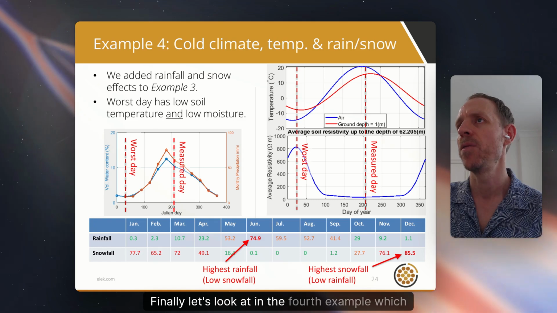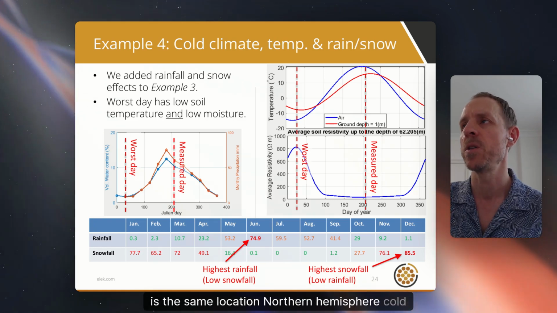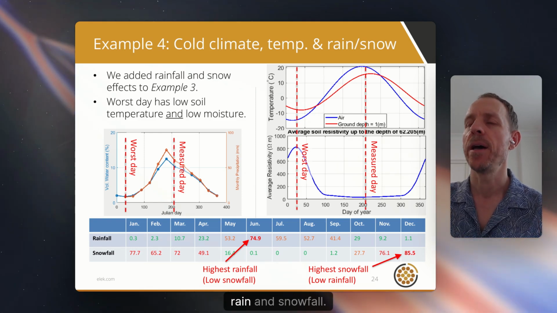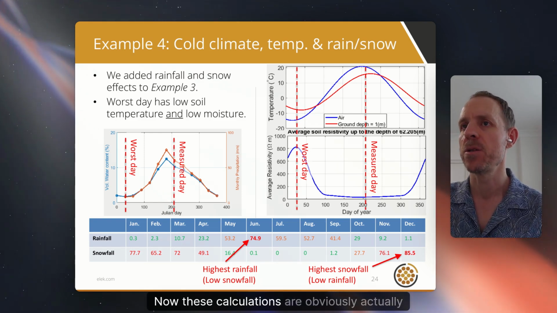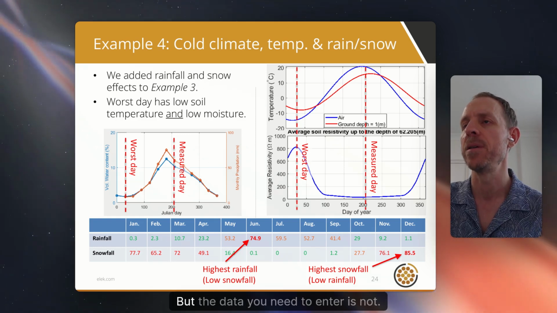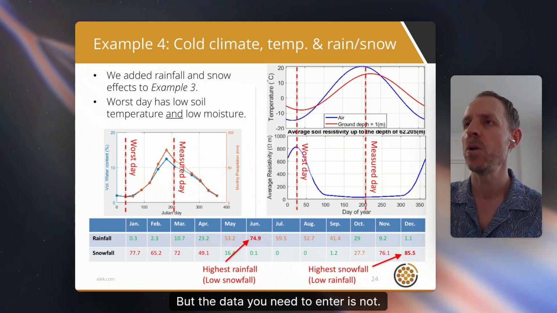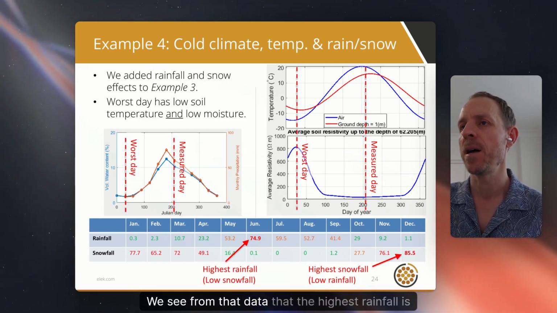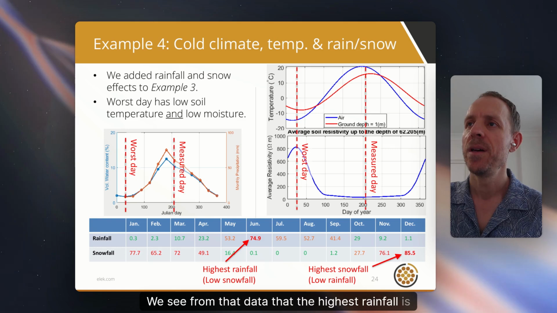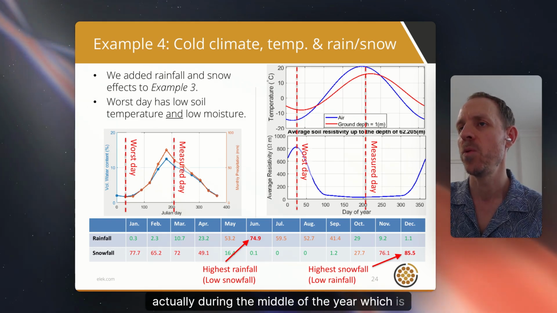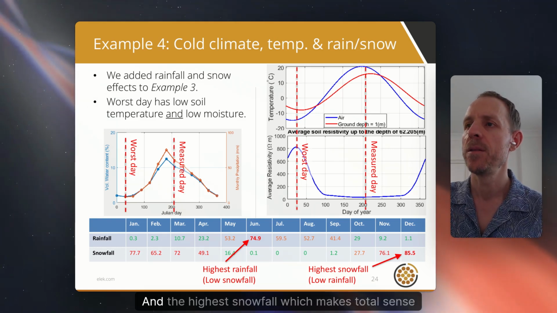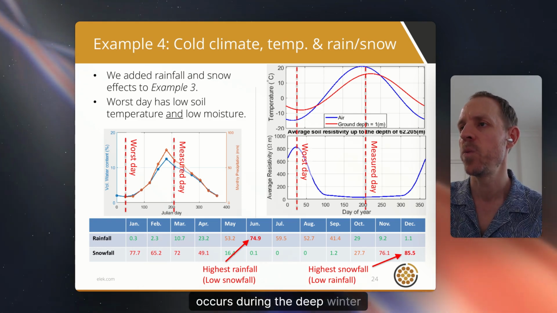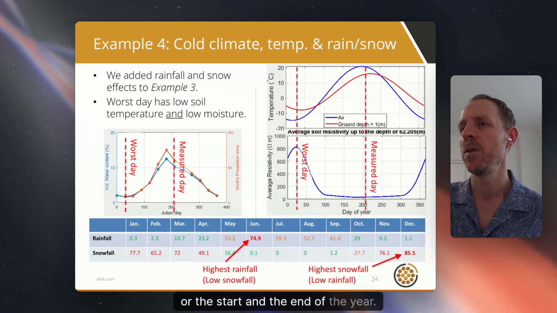Finally, let's look at the fourth example, which is the same location, northern hemisphere, cold climate, but we are going to add the effects of rain and snowfall. Now, these calculations are obviously actually quite difficult, but the data you need to enter is not. We need to obtain the rainfall and snowfall data. We see from that data that the highest rainfall is actually during the middle of the year, which is the summertime, and the highest snowfall, which makes total sense, occurs during the deep winter or the start and the end of the year.